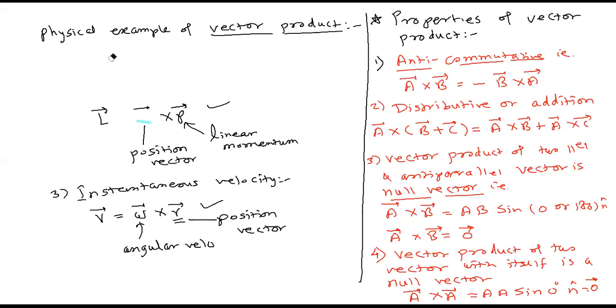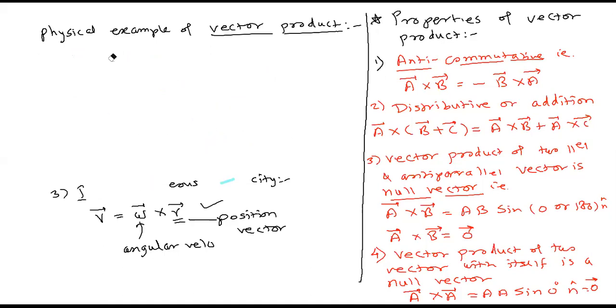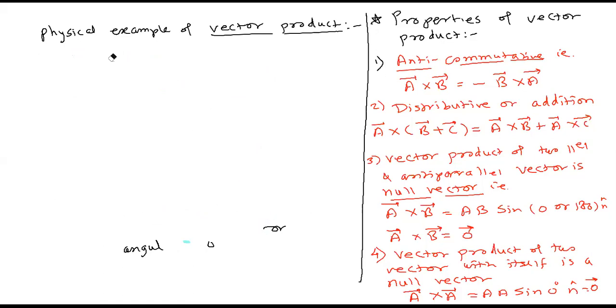Now the fifth property is that the magnitude of the vector product of two mutually perpendicular vectors, that means these two vectors are perpendicular to each other, is equal to the product of their magnitudes. So I can write here the fifth one. Vector A cross vector B, if these two are perpendicular to each other, that means the angle between them is 90, therefore sine 90, and sine 90 is 1. So ultimately you will get here the product of magnitudes.